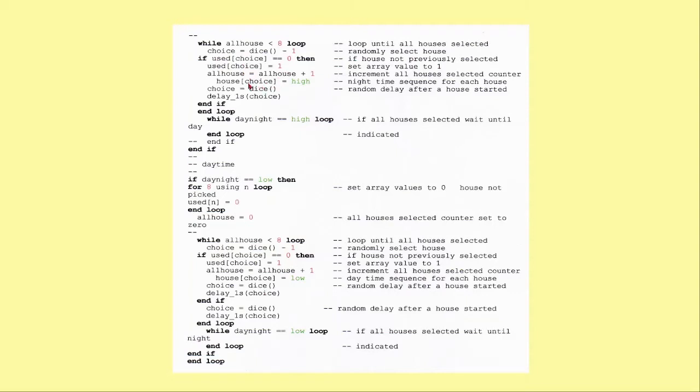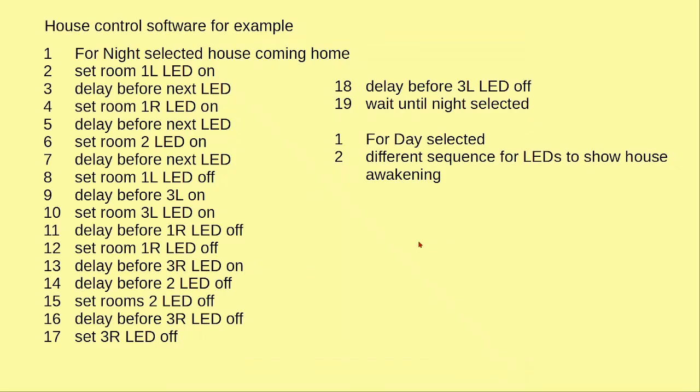The house choice output is set high to indicate a nighttime sequence. Dice is then used again to have a random delay before the next house is selected. When all houses have been selected, we loop here until the day-night switch is changed to low. When low has been selected, i.e. a daytime sequence, the procedure is just the same, except the house choice is set low to show a daytime sequence.